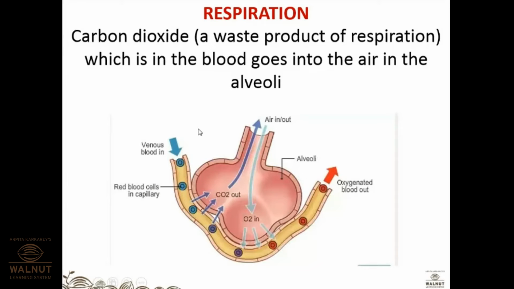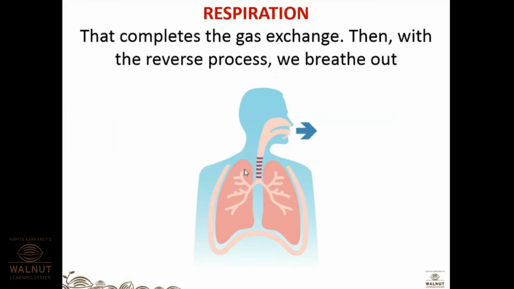Carbon dioxide, which is also a waste product of respiration, which is in the blood, goes into the air in the alveoli. So again, once the waste product is produced in the form of carbon dioxide, the blood vessels will bring it, give it to the alveoli, and from the alveoli that will be transported out. That completes the gas exchange. Then with the reverse process, we breathe out. So this cycle keeps on going, like there is no pause. It keeps on going because we are continuously respiring.